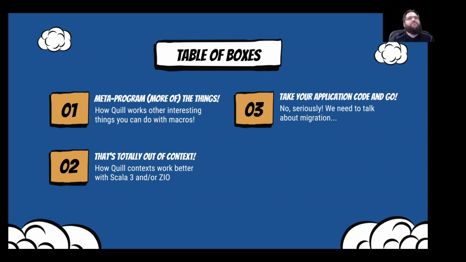Second, I'll talk about the Quill context, since that's the primary interface or the primary API to Quill, and it has a lot of pain points. And so I'll talk about a lot of different ways that those pain points have been addressed in Scala 3, and a lot of them don't even exist anymore. And finally, I'm going to talk a little bit about migration from Quill in Scala 2 to Quill in Scala 3 and some of the changes that have to be made.